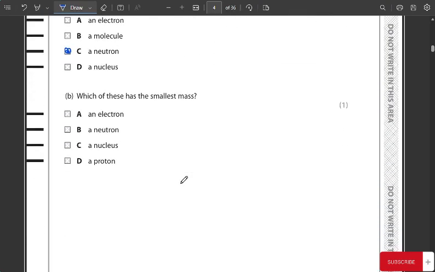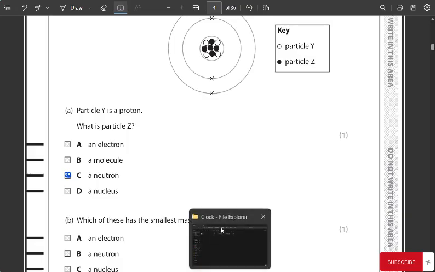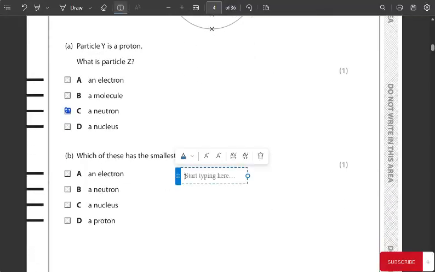Okay, the next question: which of these has the smallest mass? We know that the proton mass is equal to 1, the neutron mass is also equal to 1, and the mass of the electron is equal to 1 out of 1836. It means that the electron has the smallest mass.